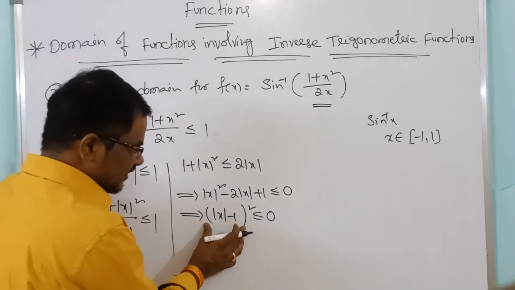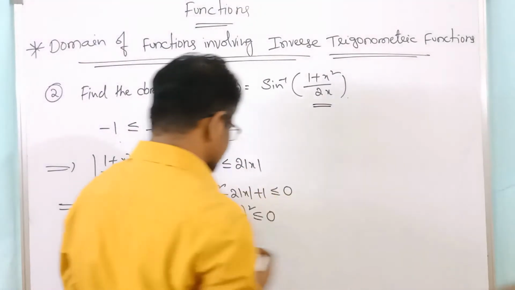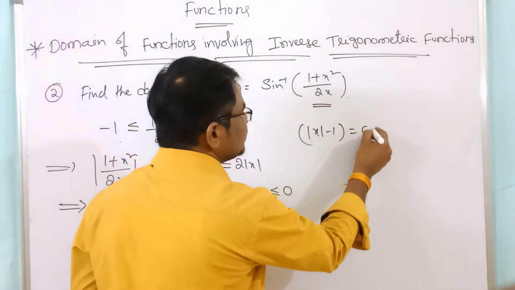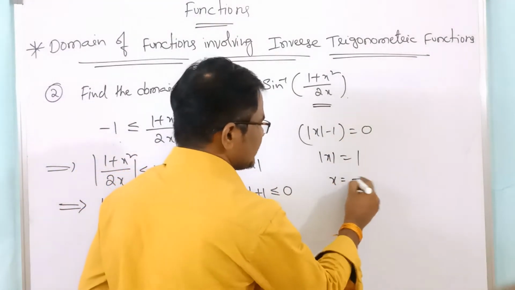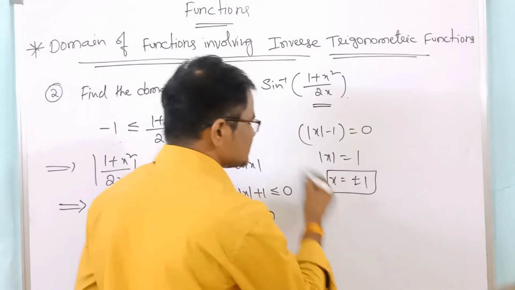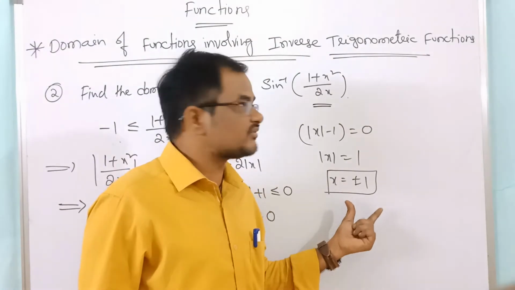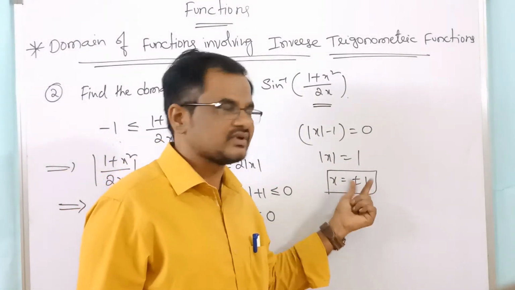Now, a square cannot be less than 0, so definitely mod x minus 1 equals 0. So mod x equals 1, that is, x equals plus or minus 1. So this is the required domain of the given function: x equals plus or minus 1.